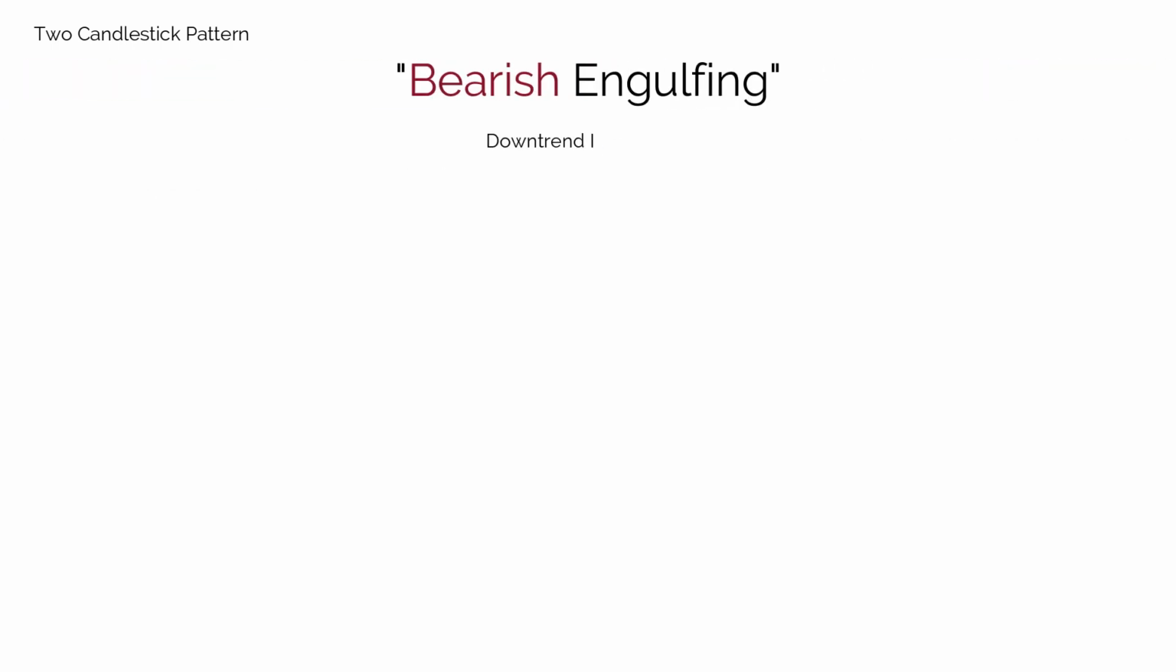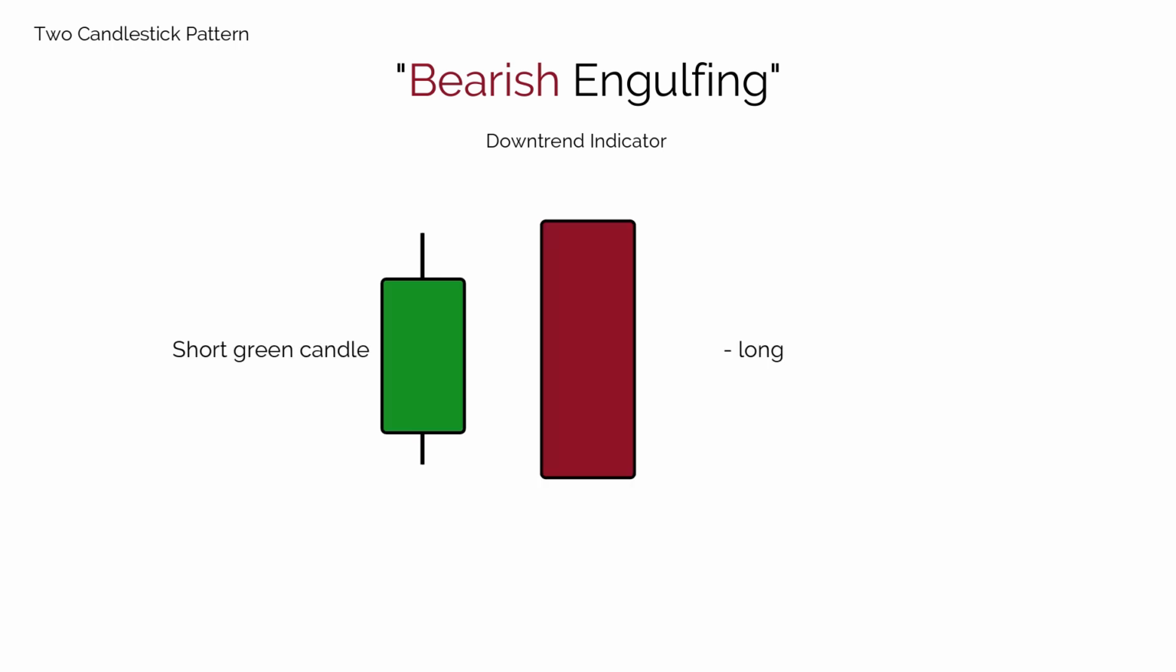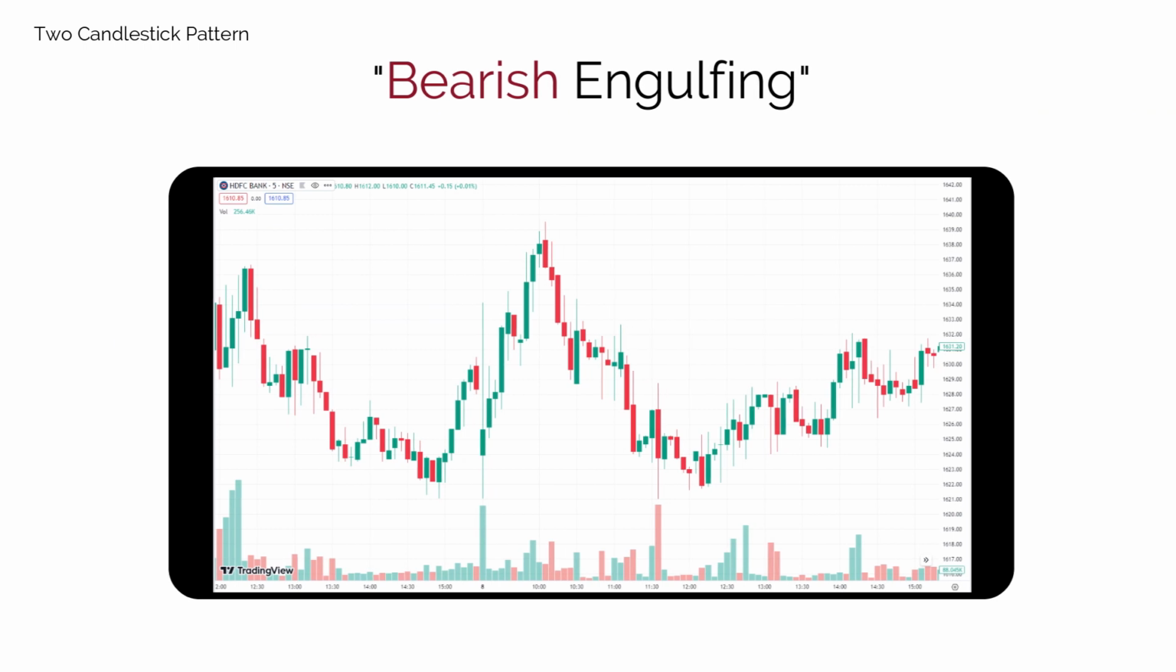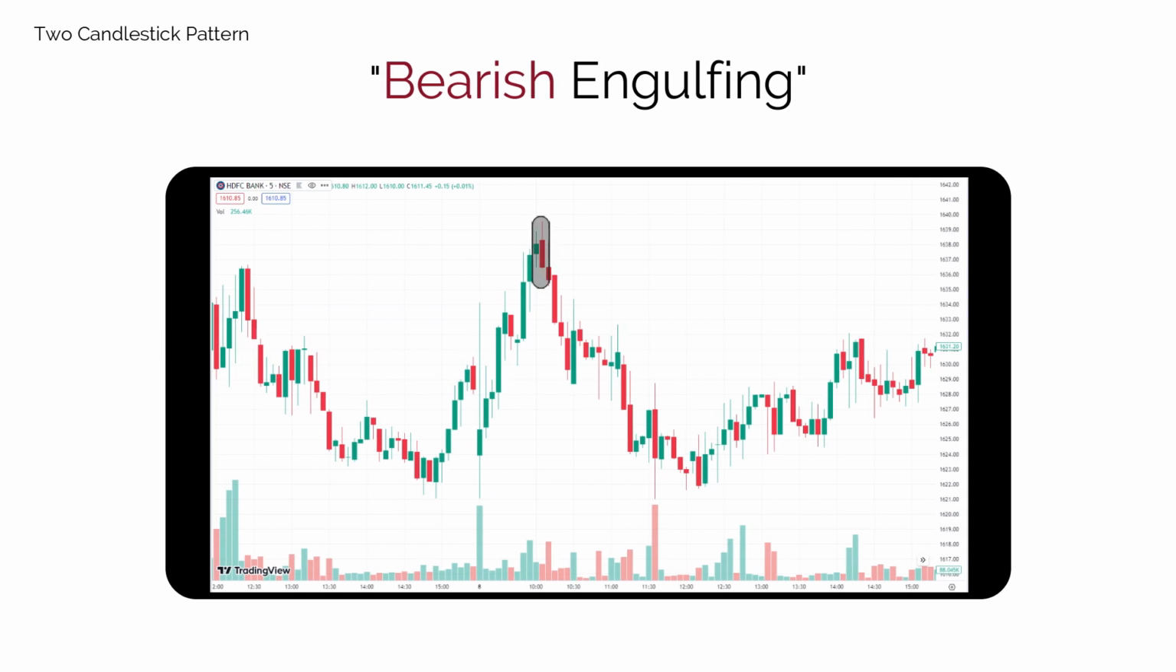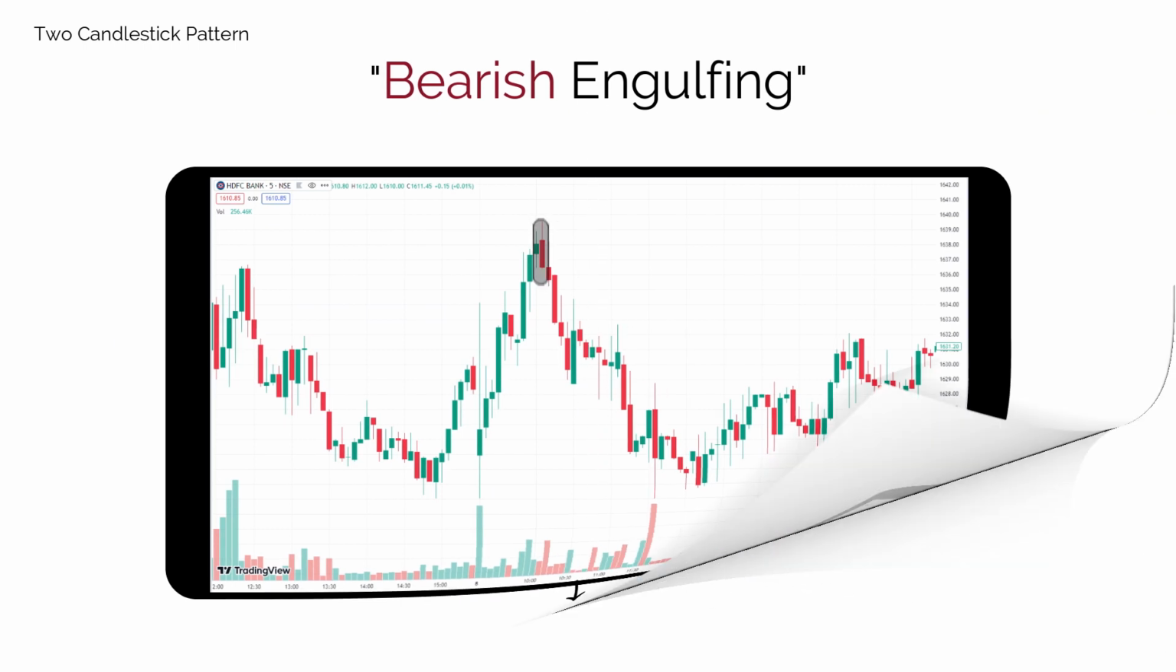Bearish engulfing pattern is a downtrend indicator. In a bearish engulfing, a short green candle is followed by a long red candle. Bearish engulfing forms at the top of the trend, leads to a trend reversal.